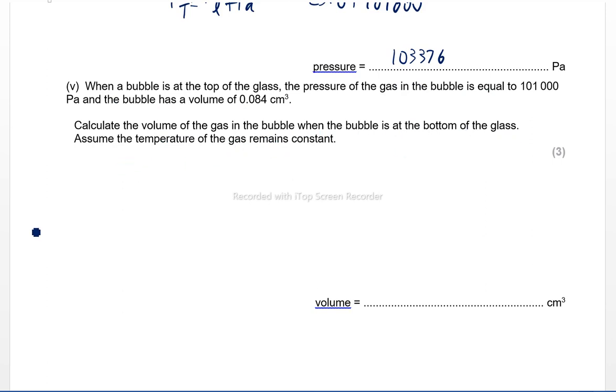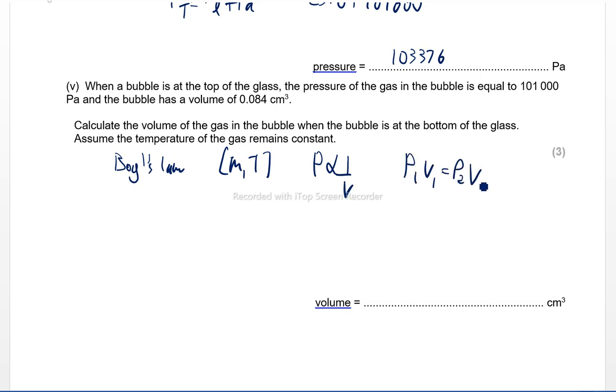When they say the temperature remains constant, you have to understand this is related to Boyle's law. On Boyle's law, you have learned that when the mass of the gas is constant and the temperature of the gas is constant, the pressure is inversely proportional to the volume. So we have the equation P1 V1 equals P2 V2. Directly substituting into that equation, you can get the answer. Okay, children?